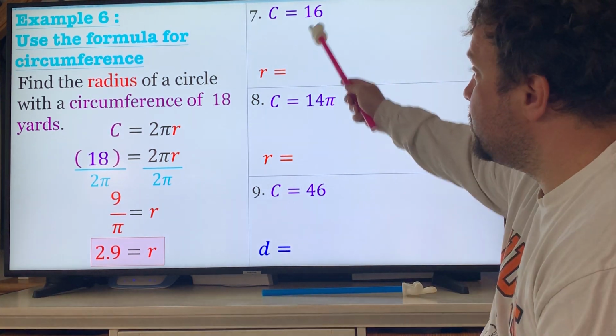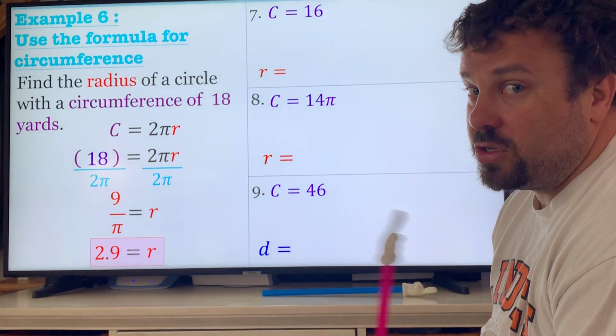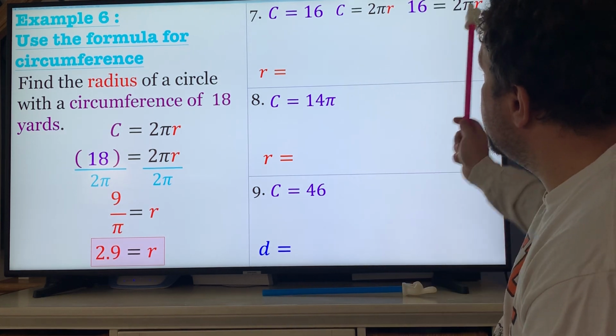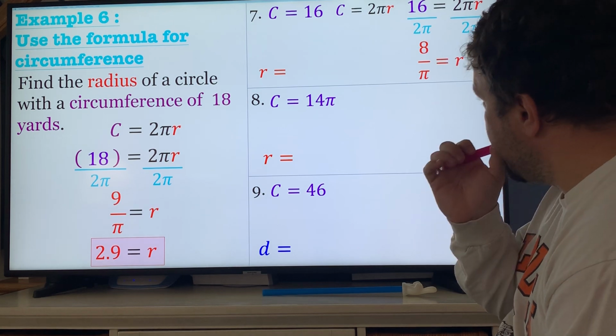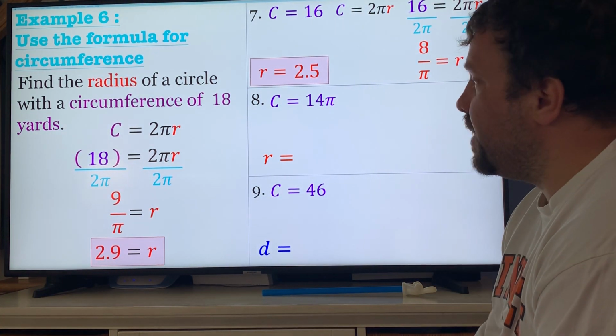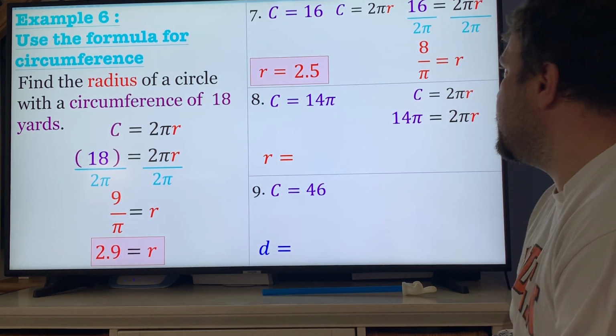So when you try 7, 8, 9, notice in 9 you're finding the diameter, so it's a little bit extra. All right, let's go look. Circumference is 2 pi r, 16 is 2 pi r, so divide 16 by 2 pi. I always like to do this as 8 divided by pi. You don't have to, but it's easier for me. 2.5.